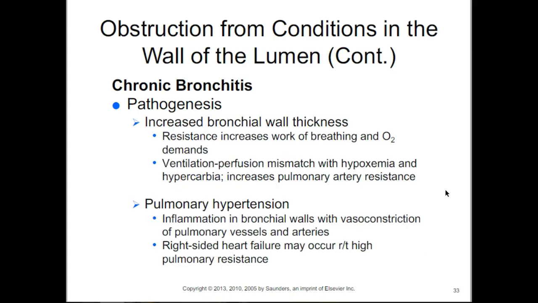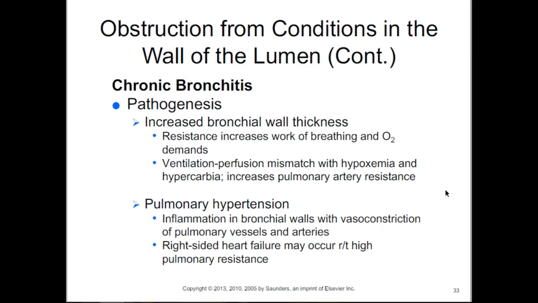Then you'll also see bronchial wall thickening, and anytime that you see bronchial wall thickening, it's going to become harder. Again, it creates a greater amount of resistance, right? So you're going to have to work harder to breathe, and then the O2 demands are going to be greater. So then you're going to have a ventilation perfusion mismatch, where you have hypoxemia, so low amount of oxygen because the oxygen can't get in, and hypercarbia, or hypercapnia, if you've seen it like that, where it is harder for the carbon dioxide to get out, right?